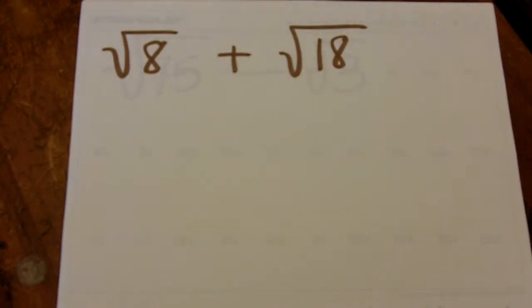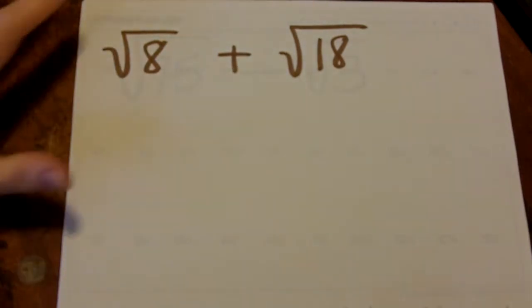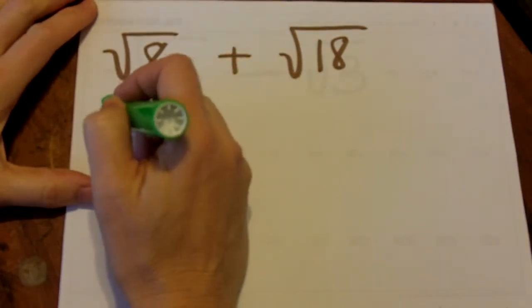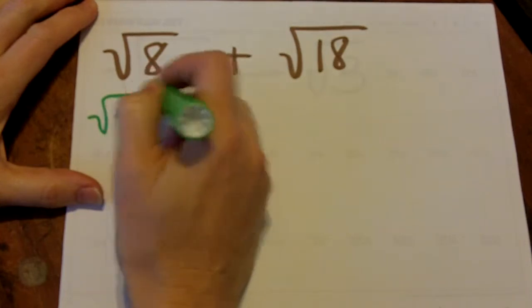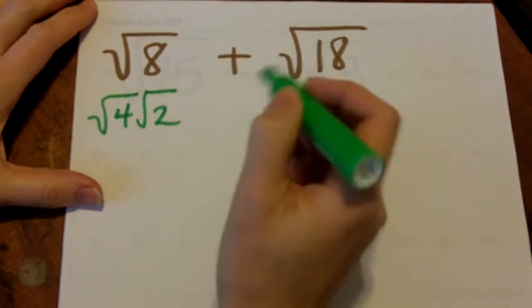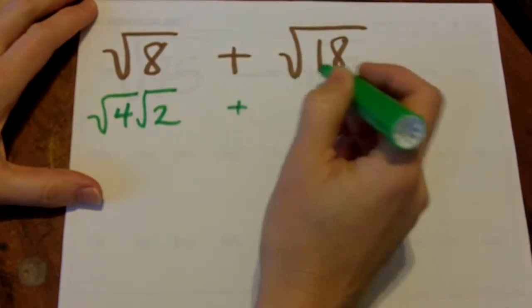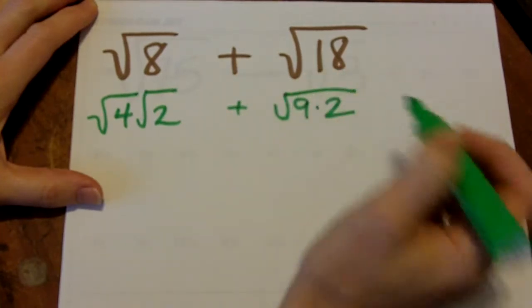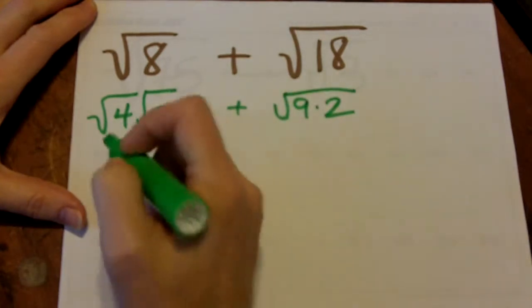However, by employing what you know about simple radical form, you often can simplify expressions of square roots. For example, if you had the square root of 8 plus the square root of 18, you can factor the square root of 8 into the square root of 4 times the square root of 2. You could also factor the square root of 18 into the square root of 9 times the square root of 2.